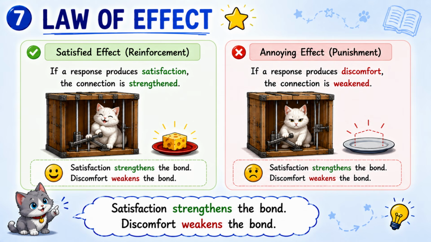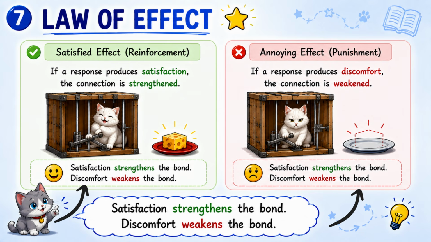On the left, the cat opens the cage and receives cheese as a reward. Because the outcome is satisfying, the cat learns to repeat the same action. This is called reinforcement, and it strengthens the connection between the behavior and the result.